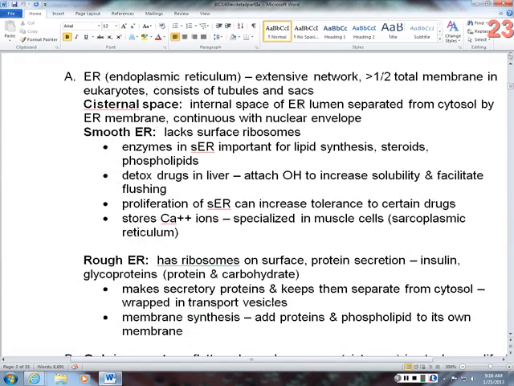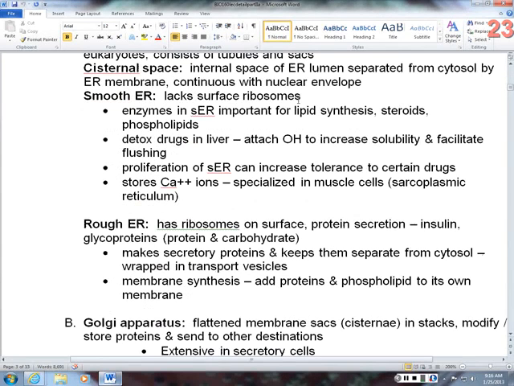The rough ER has those ribosomes on the surface, so it's more involved with protein secretions. It helps to make insulin and your glycoproteins, things that are proteins and carbohydrates. It makes the secretory proteins and keeps them separated from the cytosol. When you make them, you can also use some of this membrane to wrap them up and keep them isolated. It will also help with membrane synthesis, to add more proteins and phospholipids onto its own membrane.